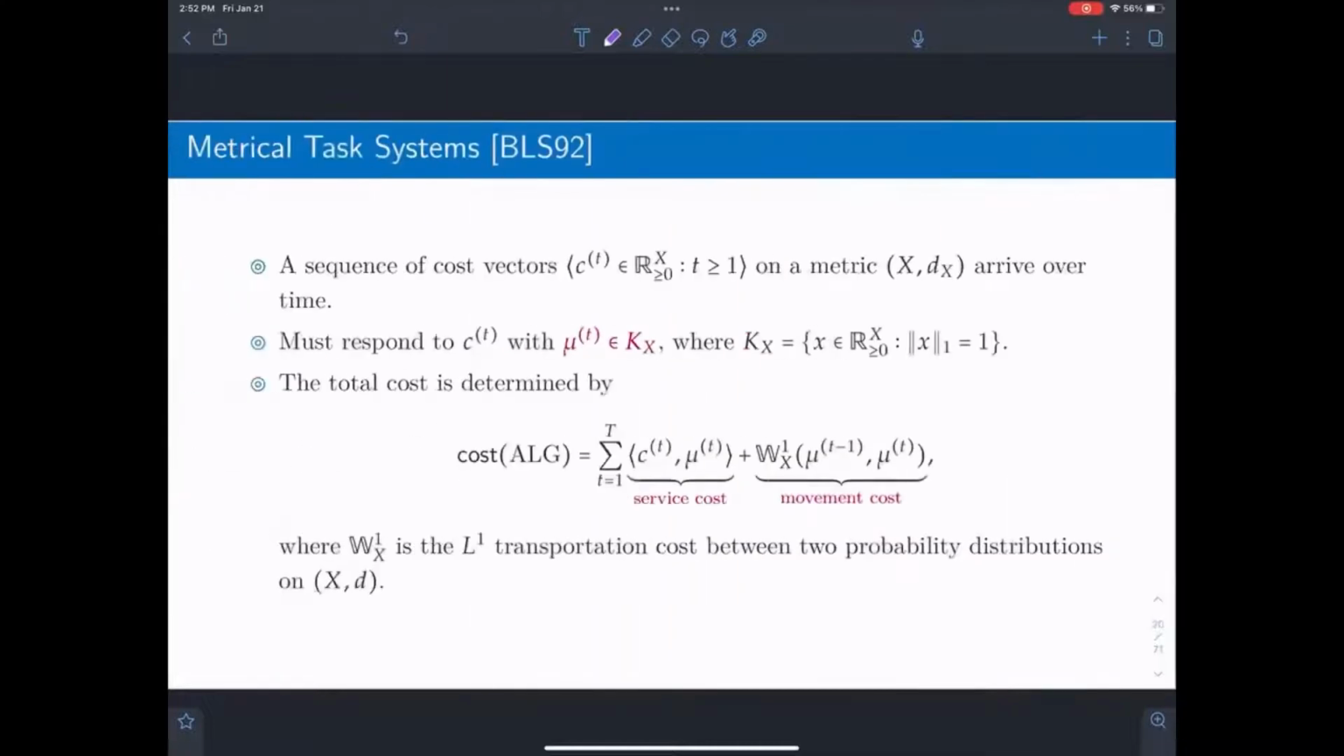Yeah, so this problem was introduced in 1992 by Borodin, Linial, and Saks. It is one of the central problems in the area of online algorithms. And it has been conjectured that the correct competitive bound for this problem is theta of log n.